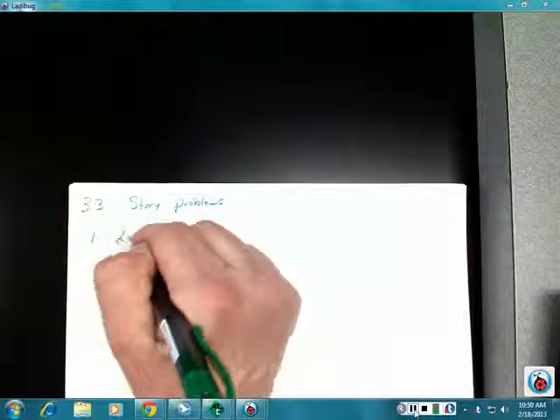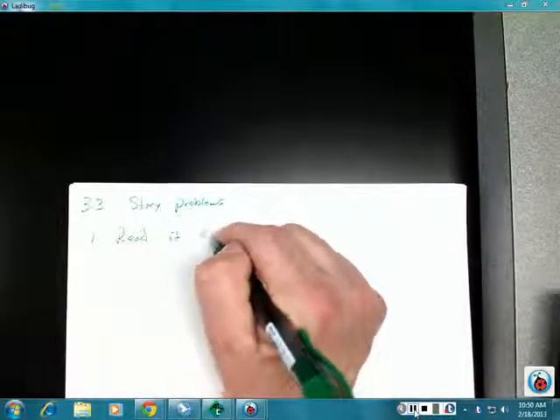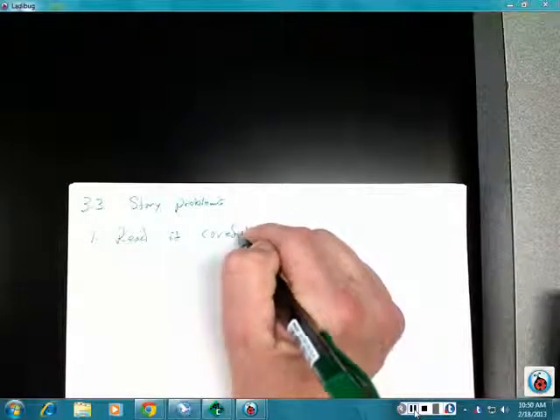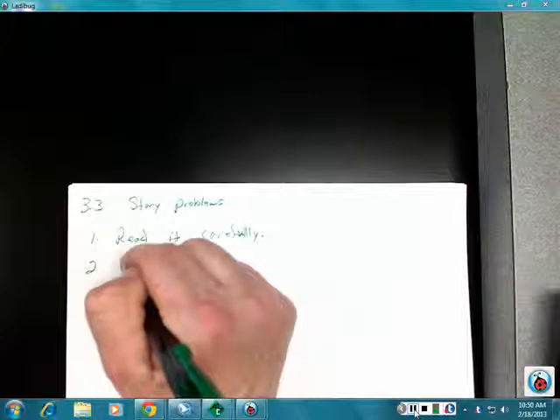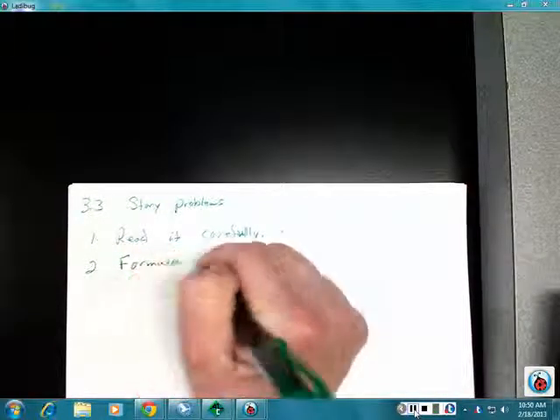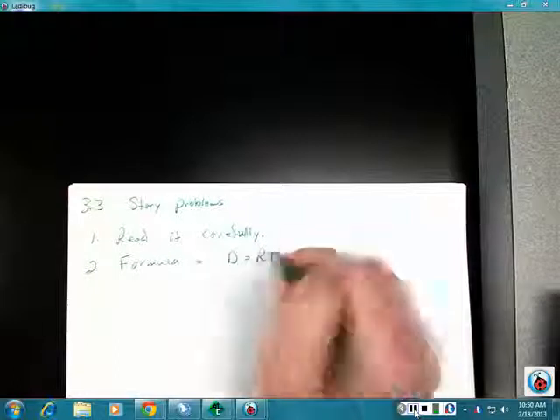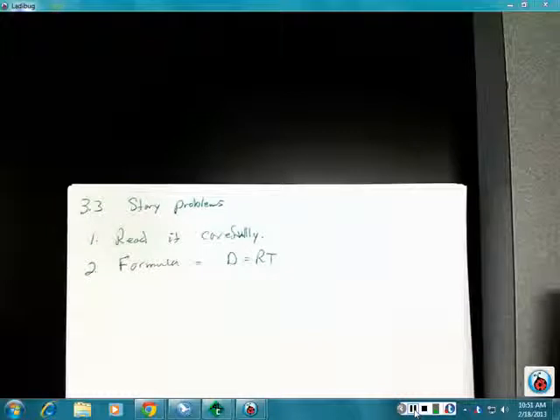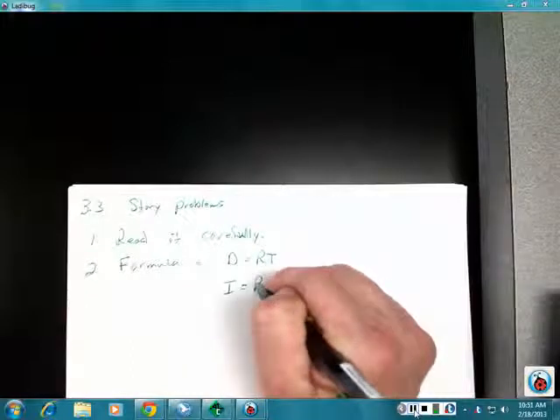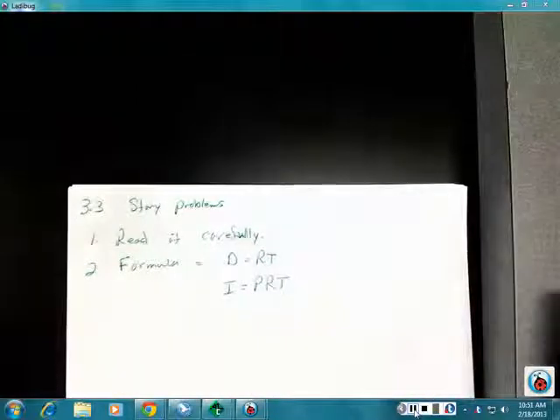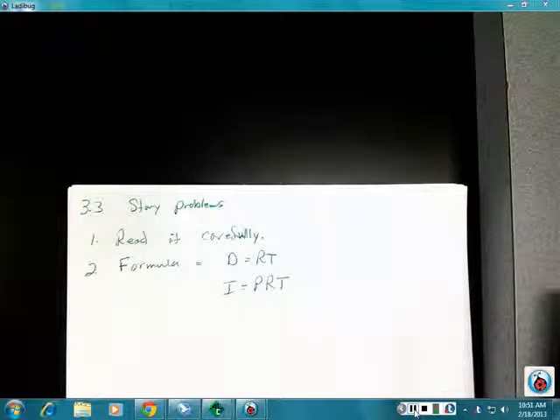Now, whenever you do story problems, the first thing you're going to want to do is read it carefully. Now, some of these have a formula you use with them, and some of them do not. So look for a formula. The formula is distance equals rate times time. We use it here. We also use it in intermediate algebra. It seems like distance equals rate times time follows through everything. Or the other one that we have is interest equals principal times rate times time. Those end up showing up in this part as well.